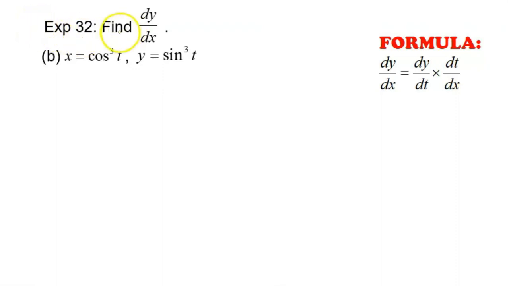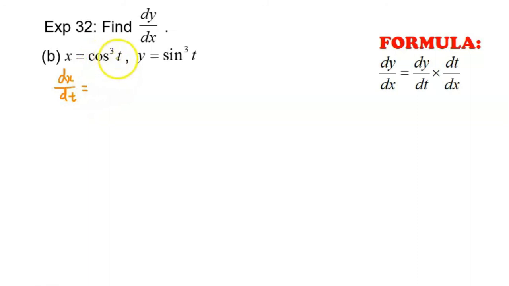Example 32. Find dy/dx for this parametric equation. x equals cos cubed t, y equals sin cubed t. First, find dx/dt.